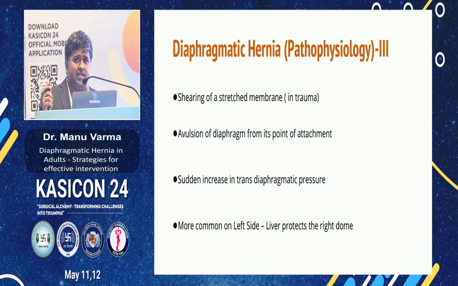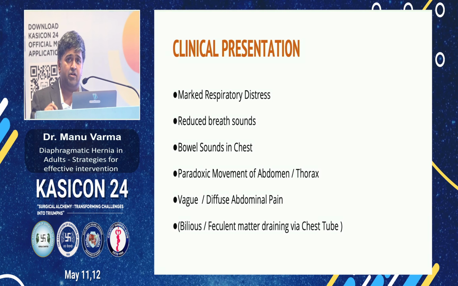The diaphragm is designed to withstand a pressure of maybe 150, 200 or 250. That happens in a cough, etc. 1000 is too much for the diaphragm to bear. And it's more common on the left side because, obviously, on the right side we have the liver protecting.